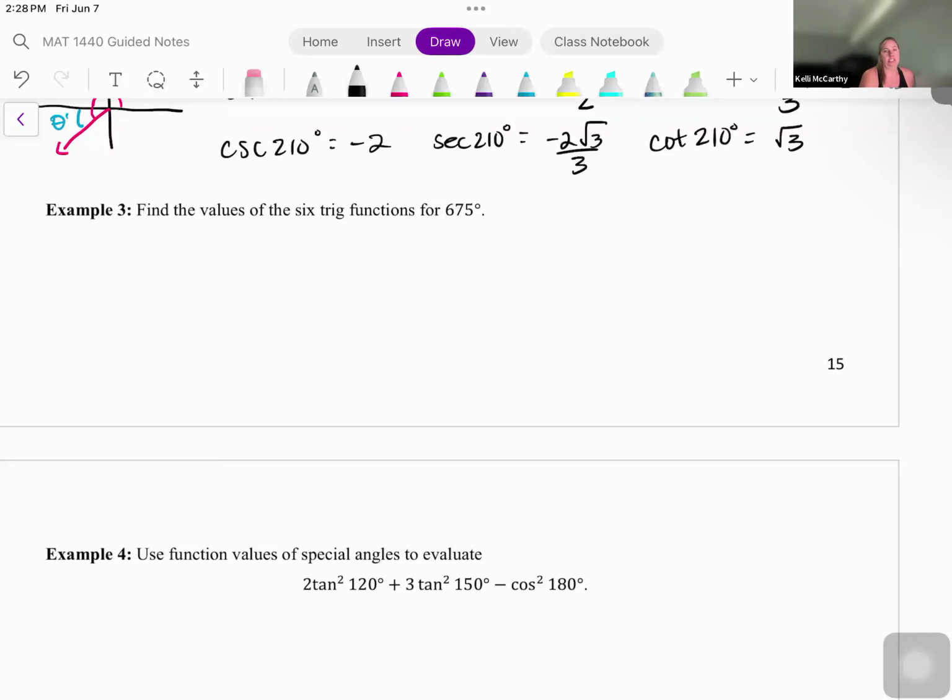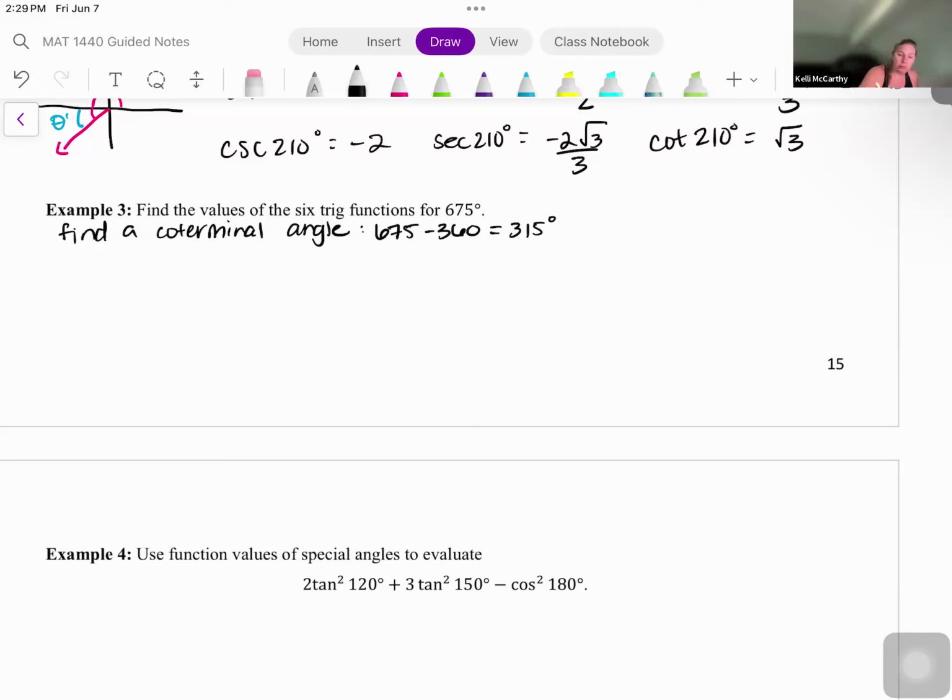Find the function values for your 6 trig functions using angle theta is 675. We're going to again start with finding a coterminal angle, just so we're not dealing with such a large angle. So I'm going to start by subtracting 360 degrees because 675 is not that big, and that gives me 315 degrees, which is between 0 and 360. So as long as we're between 0 and 360, we don't want to go any further by adding or subtracting, in this case, multiples of 360.